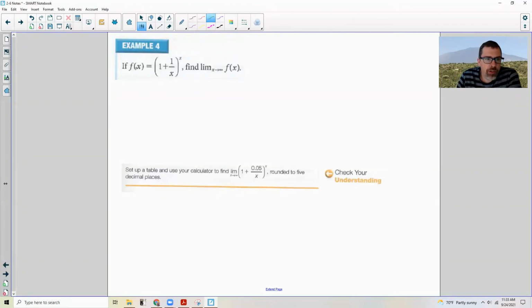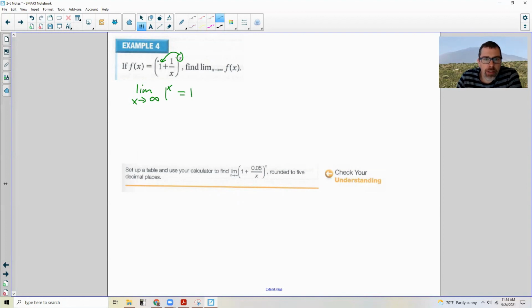Okay, example 4 says if the function f of x equals 1 plus 1 over x, and you take that sum quantity to the power of x, what is the limit of the function? So I would say the limit as x approaches infinity. Now we already calculated one of these. The limit of a constant is 1, no matter what, there is no x. So what we're going to do is take this power and distribute it. So 1 to the x is 1. We just did it on the last example, the check your understanding. The limit as x approaches infinity of 1 to the x is 1.